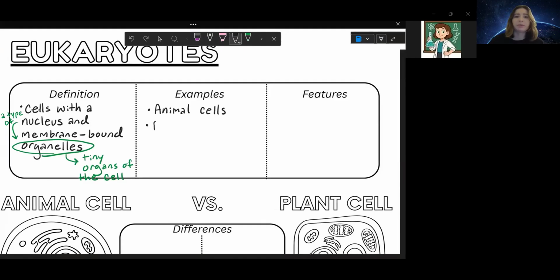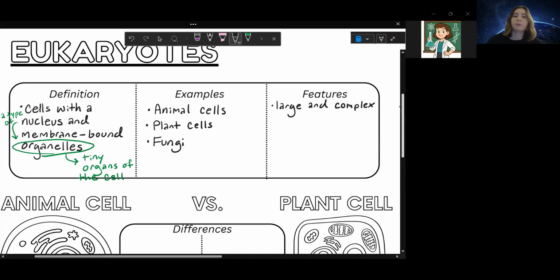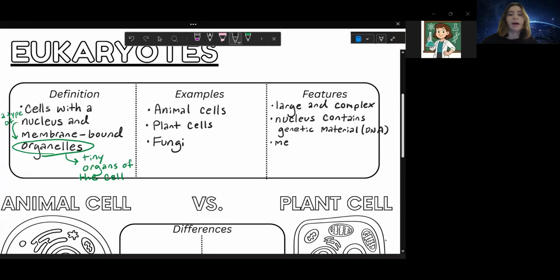Now, for examples, we have animal cells, plant cells, and fungal cells, or fungi. So think like a mushroom. Those are all types of eukaryotes. The features of eukaryotes is they tend to be larger and more complex cells. They have a nucleus, and that nucleus contains genetic material, or you might know it as DNA, which are the instructions that every living thing needs. They also have those membrane-bound organelles. As I said earlier, they have those tiny mini organs that they need to work.